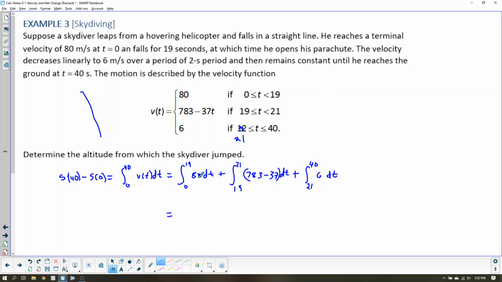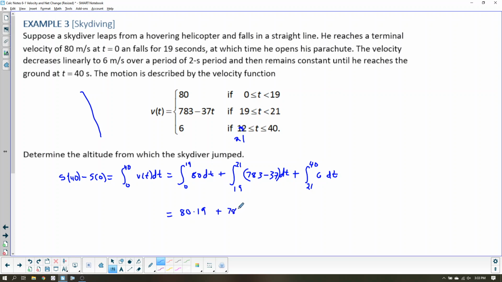These are constant functions, so this really represents the area under a rectangle. This is the height of the rectangle, so the velocity would be the height, and the width would be 19. So the first one is just 80 times 19. For the second one, you'd have to go through and integrate.